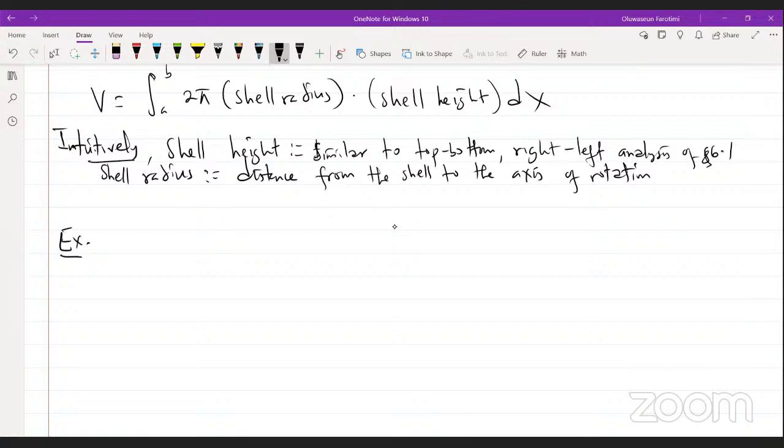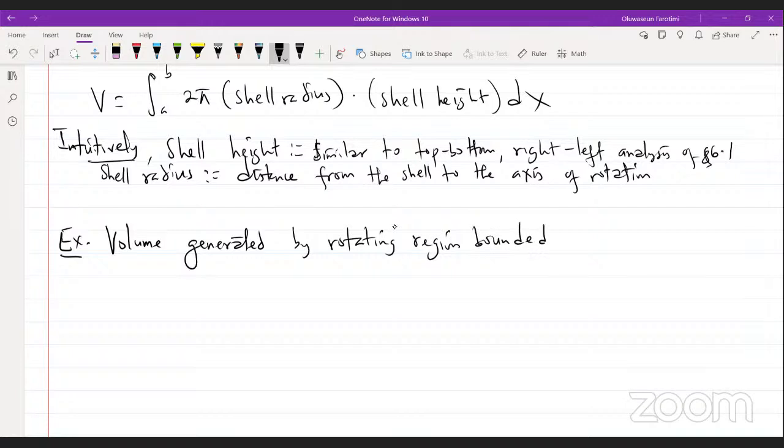Example: we want to find the volume generated by rotating the region bounded by y equals 4x minus x squared and y equals x, above the y-axis.